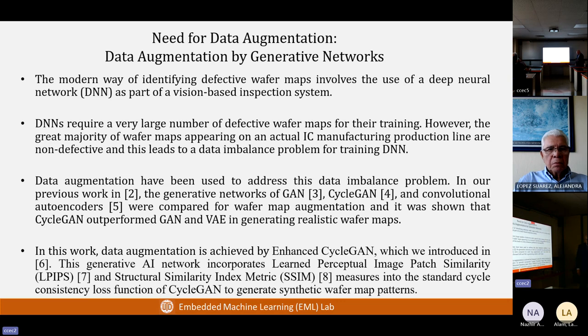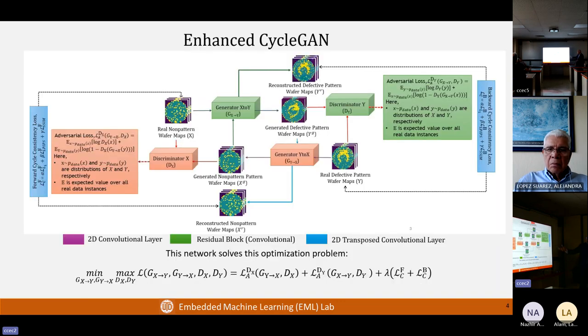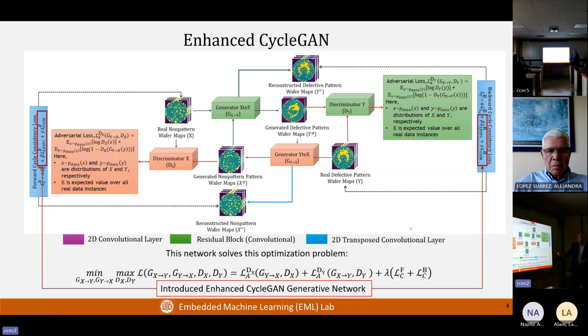And we use similarity metrics as part of the CycleGAN framework. This is basically the architecture of Enhanced CycleGAN. This network basically solves a min-max problem. We have two generators, two discriminators, and we have loss functions. The standard CycleGAN minimizes all these loss functions and solves the min-max problem. And we came up with this Enhanced CycleGAN. We modified the cycle consistency loss by adding two structural similarity measures into the cycle consistency.